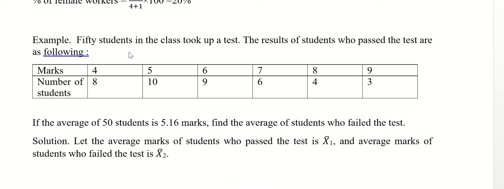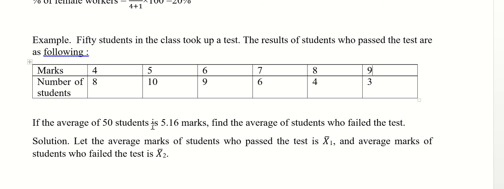Now we have our next question. The next question says that 50 students in a class took a test. The results of the students who passed the test are as follows. 8 students secured 4 marks, 10 students secured 5 marks, 9 students secured 6 marks, 6 students secured 7 marks, 4 students secured 8 marks, and 3 students secured 9 marks, right?